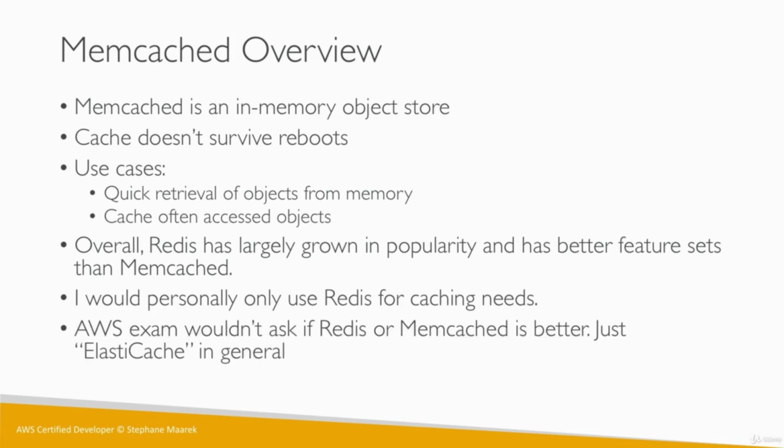The AWS exam will never ask you if Redis or Memcached is better or a better fit. Just know that ElastiCache in general is a cache, and just know about the use cases, okay? This was just me giving you a small insight into the technology you should use. So that's it for ElastiCache. I hope that helps, and in the next lecture, we'll go ahead and quickly go through the setup of ElastiCache just to see how it works.